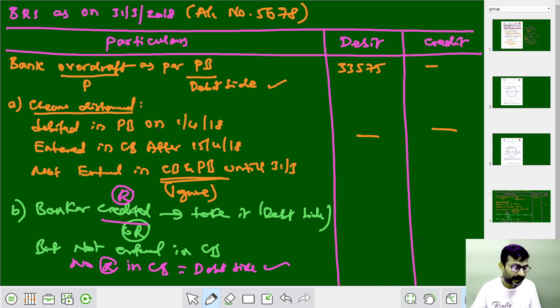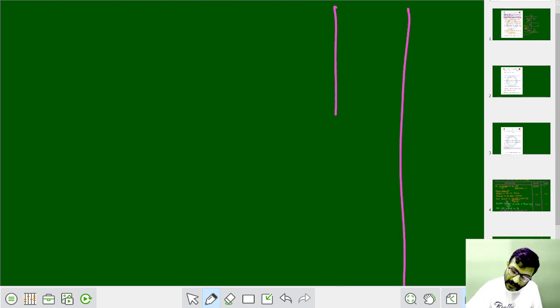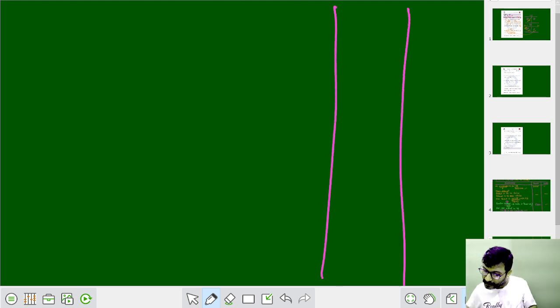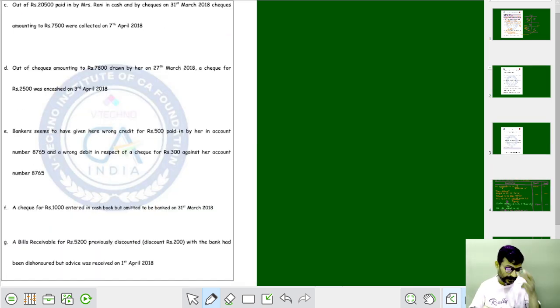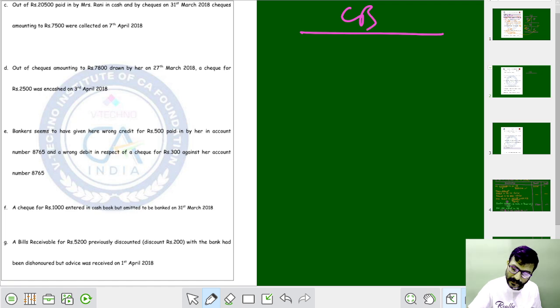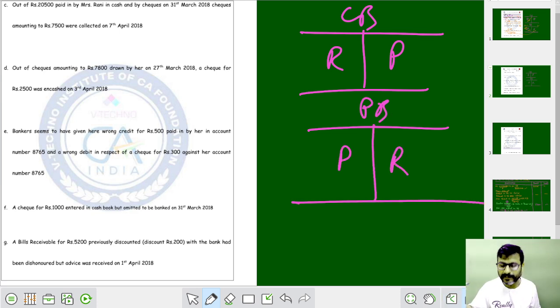How much is it, my dear kids? It is 2,800 rupees, dash on the credit side. I hope you got it. Shall I move on to the next concept? What is there in the problem? See, again I write: cash book, debit side my receipt, credit side my payment. Passbook, debit side my payment, credit side my receipt.